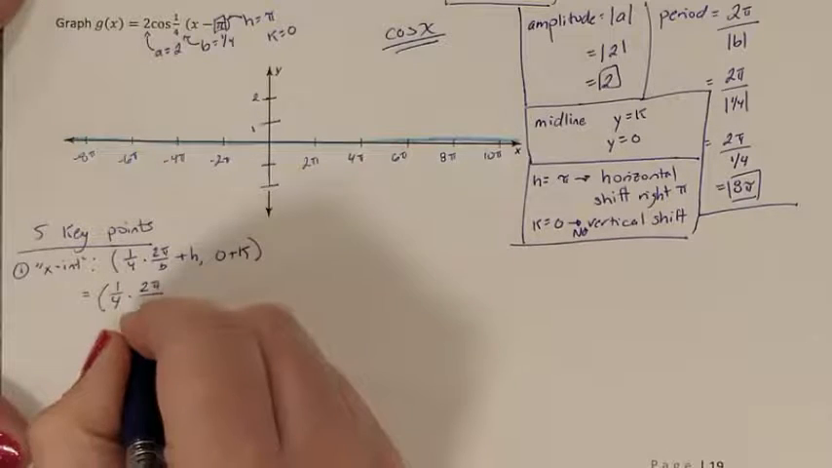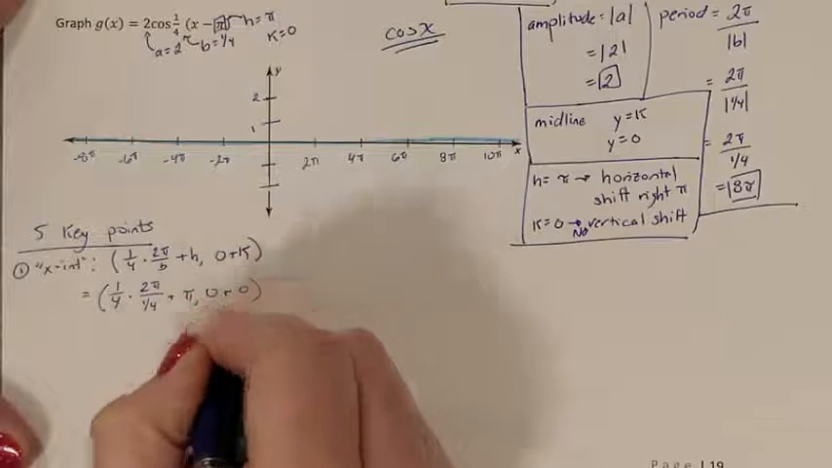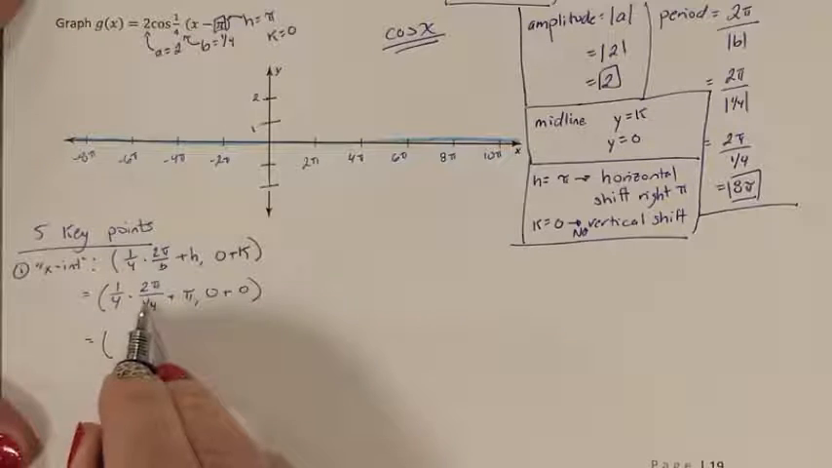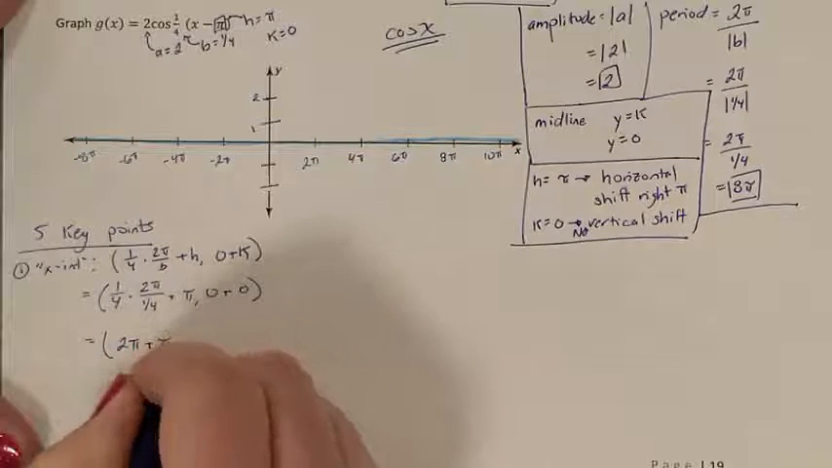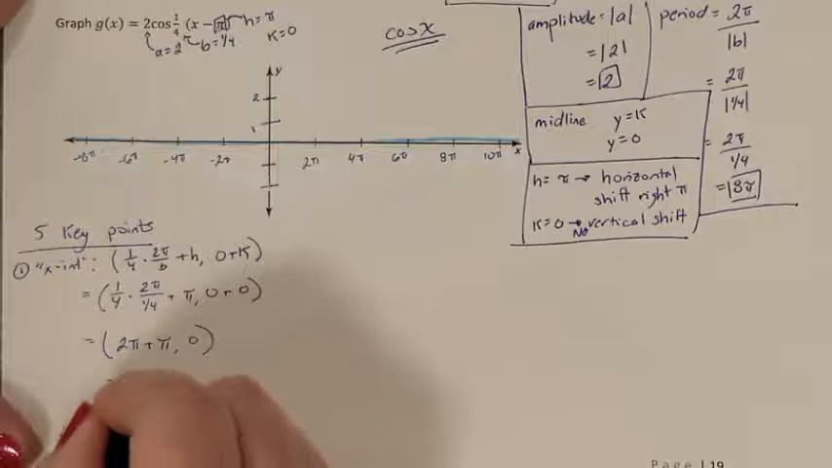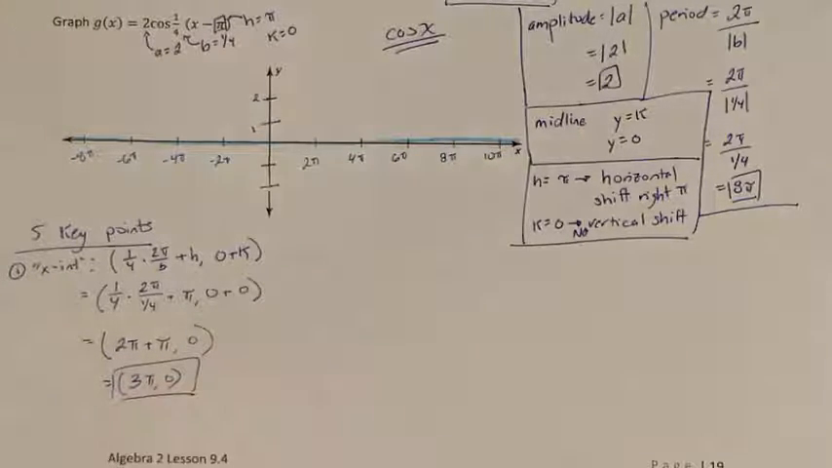My b is 1/4, my h is pi, and my k is 0. This part of the formula is 2 pi. Now I'm supposed to add another pi. So my first x-intercept is the coordinate point 3 pi, 0.